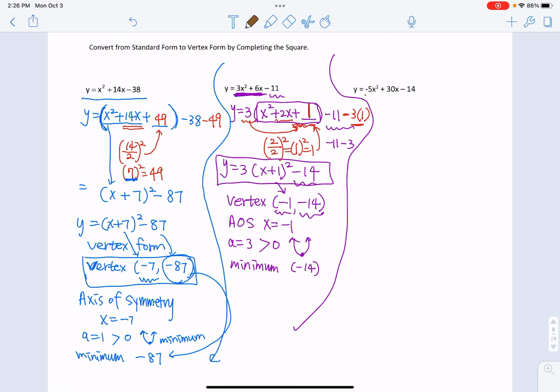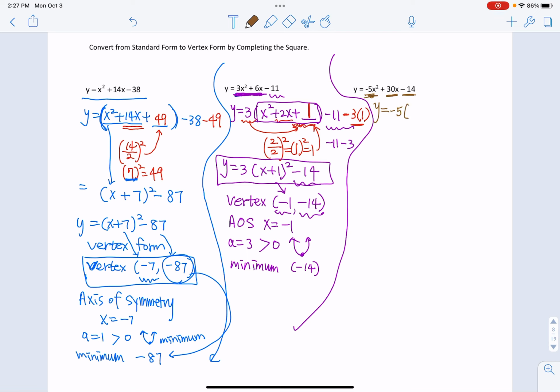has a leading coefficient of negative 5, which is the a value, negative 5. So still, whenever you try to change it to the vertex form, you have to factor negative 5 out from the x squared term and x term. You don't have to take negative 5 out from the constant term. So the constant term, leave it outside the parentheses. We only take the negative 5 out from the x squared term and x term.